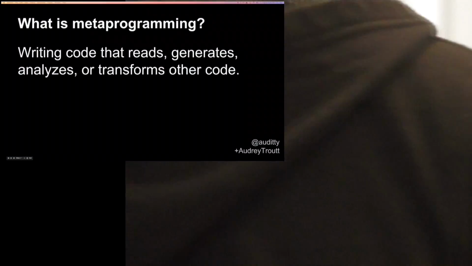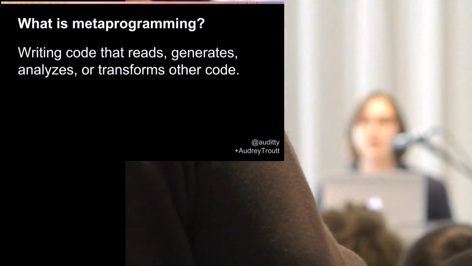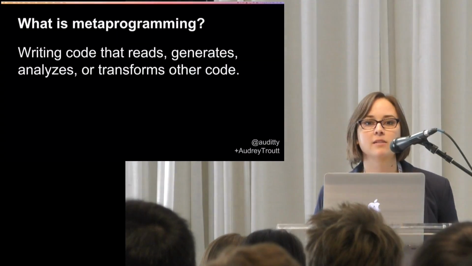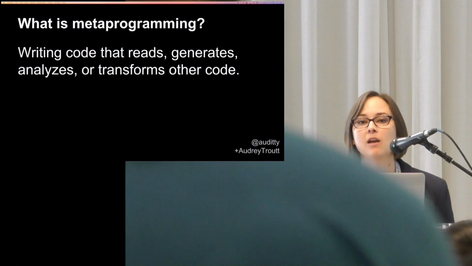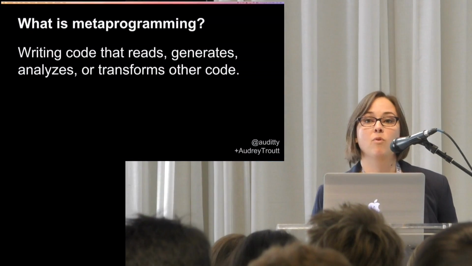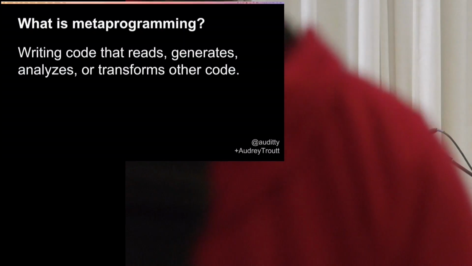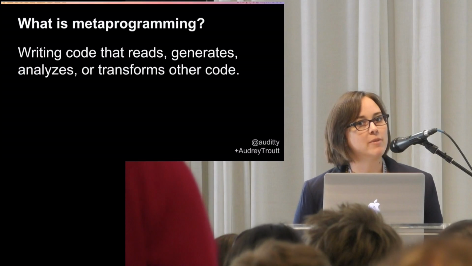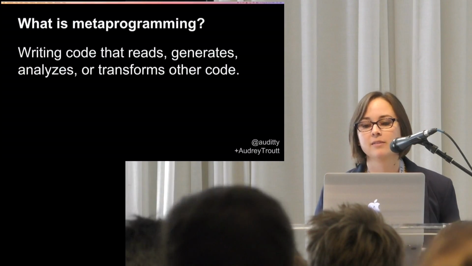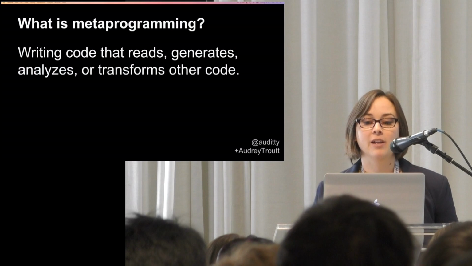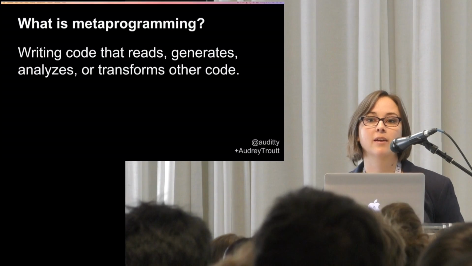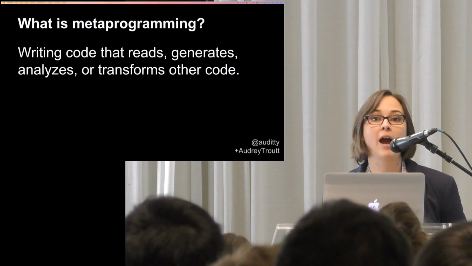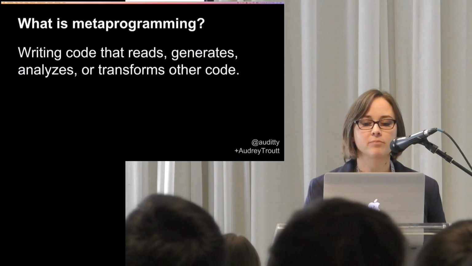So what is metaprogramming? What do I mean when I say metaprogramming? Metaprogramming is writing code that reads, generates, analyzes, transforms other code, or even itself. This can take a lot of different forms. It can be done at runtime, or compile time, or even with source files. You're probably benefiting from metaprogramming techniques today, even if you don't realize it. Libraries like RoboJuice and Android Annotations and Dagger are all using annotations, which are metadata, to inject new behavior into your app, which is metaprogramming.